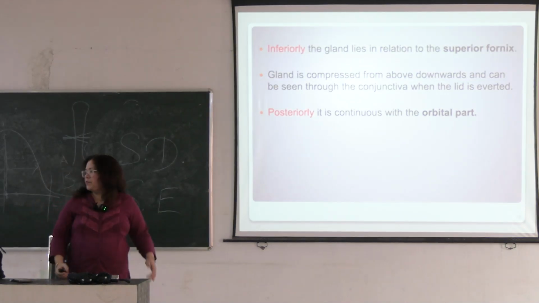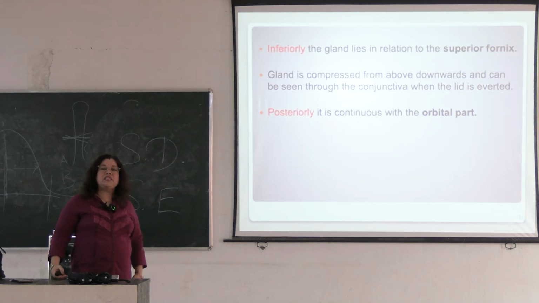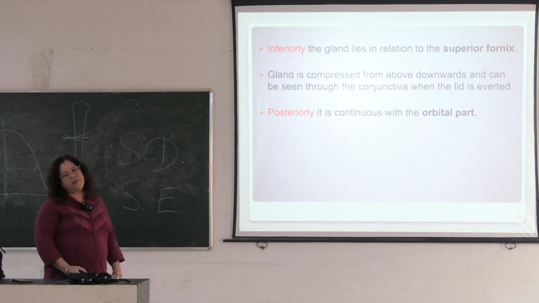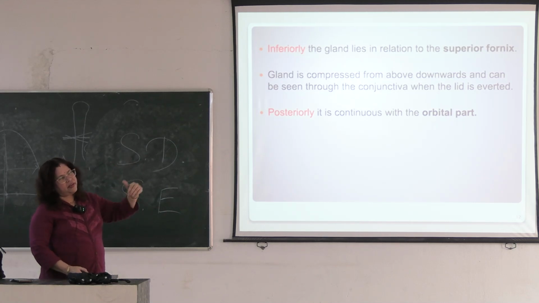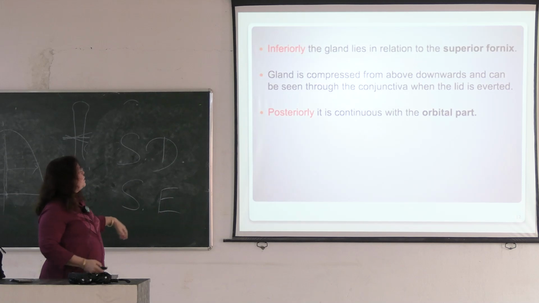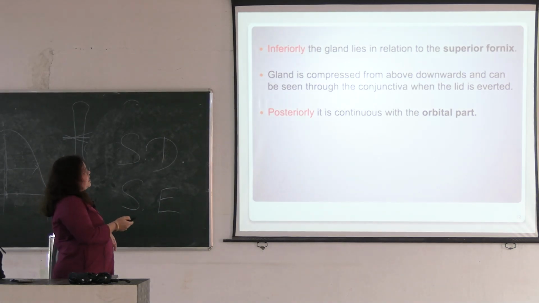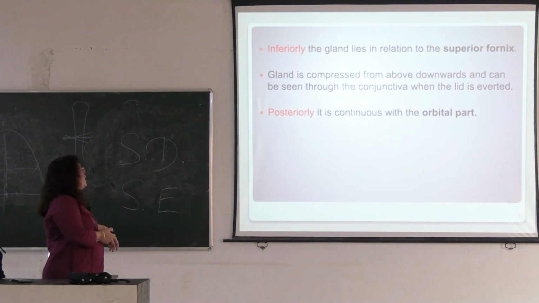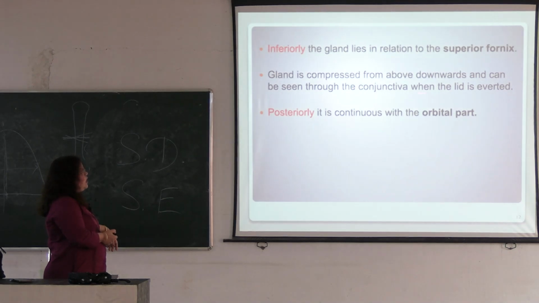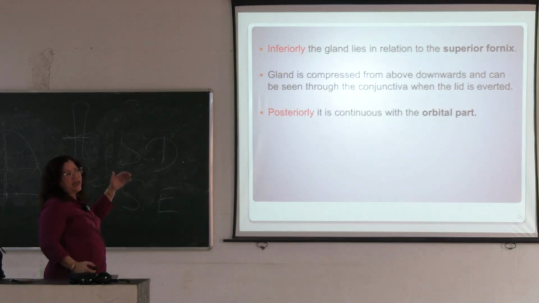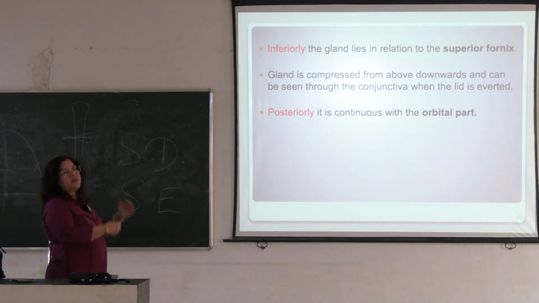What is the superior fornix? It is a part of the conjunctiva. The conjunctiva has four fornices: superior, inferior, medial, and lateral. The gland lies in relation to the superior fornix, and the gland is compressed from above downwards and can be seen through the conjunctiva when the lid is elevated. It can be seen with double eversion of the lid, and posteriorly it is continuous with the orbital part.